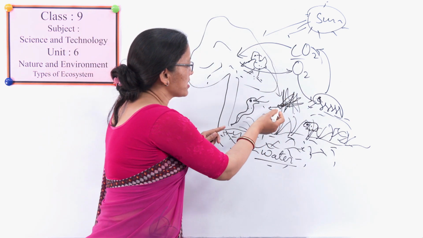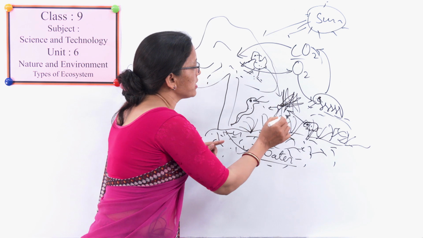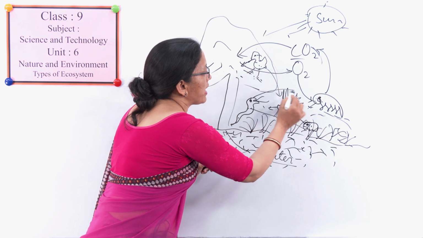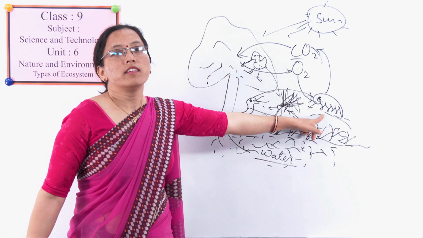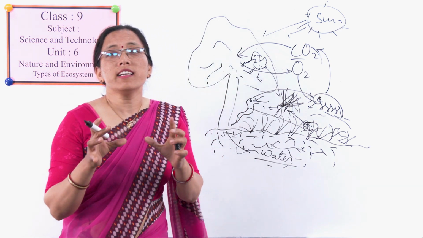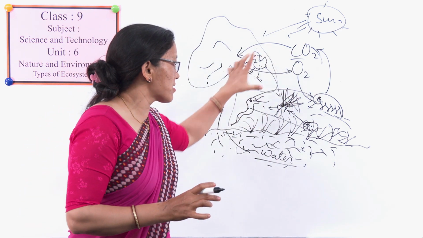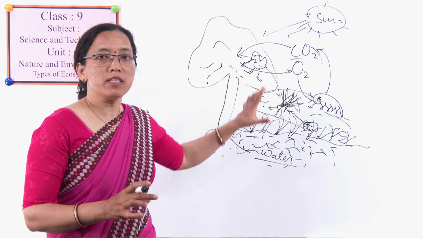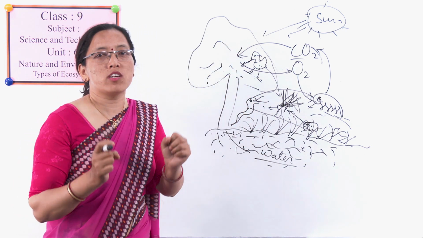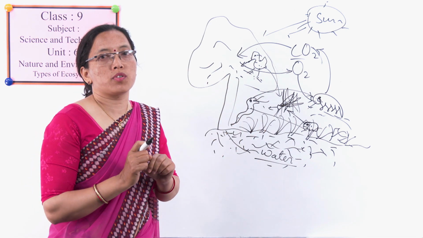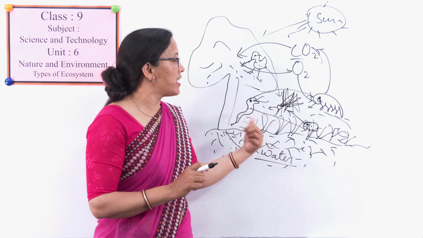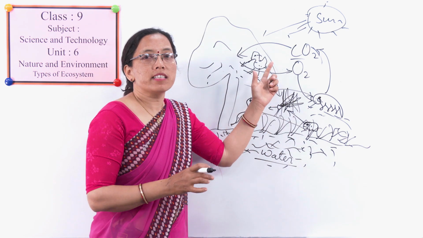And this frog is feeding on grasshopper, and then this snake is feeding on frog and also on the rat. So all the organisms are getting their food from this ecosystem, that means from this environment, and they are maintaining a harmonious relationship to balance the ecosystem. If there is any change in the number of organisms, then there will be an imbalance in the ecosystem.